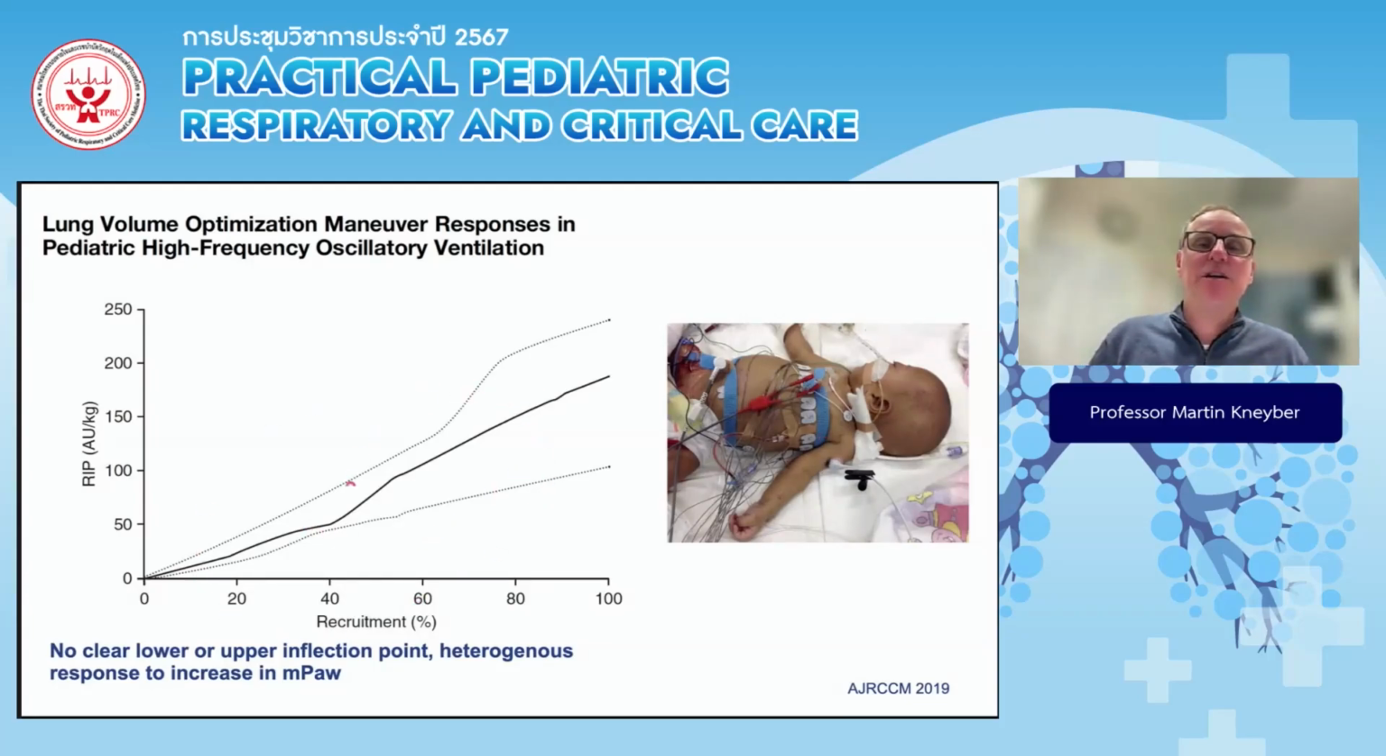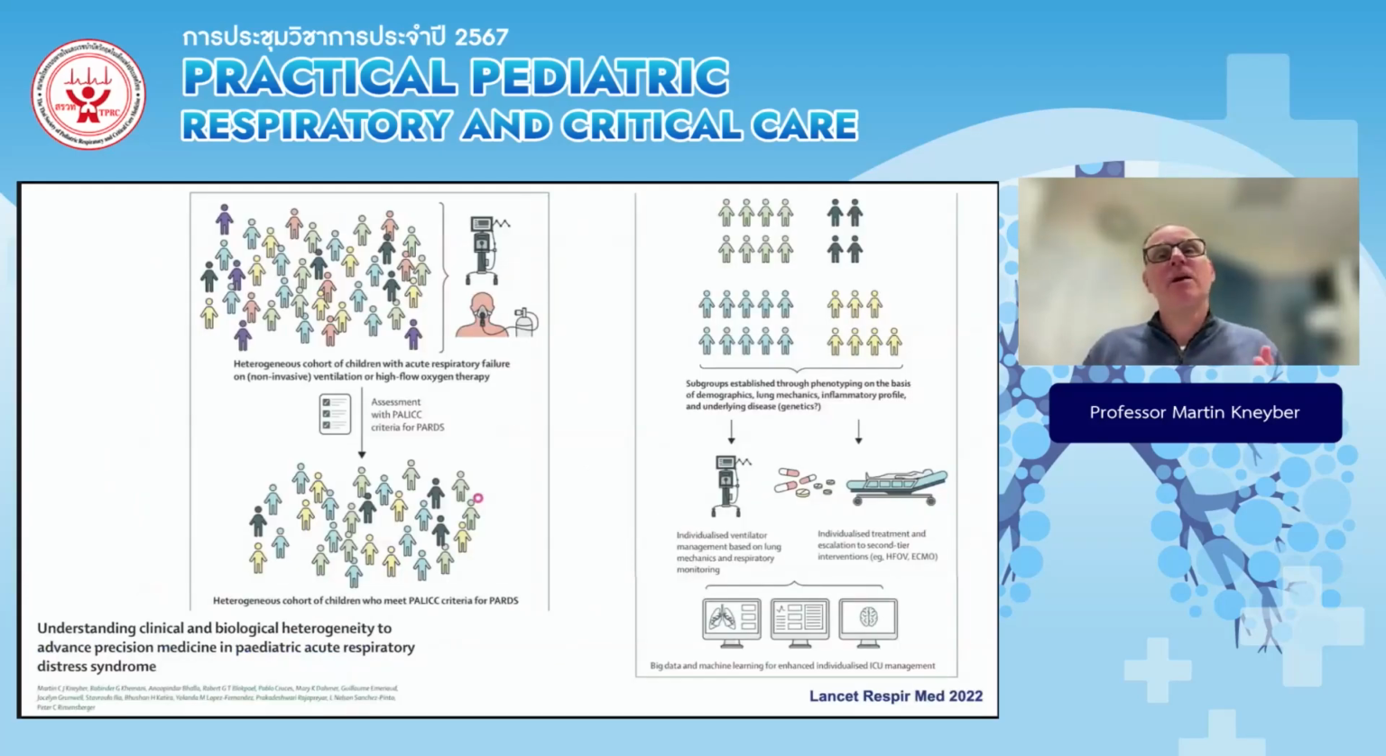But as you can see, especially at the higher pressure ranges, there is strong heterogeneity in how a patient responds to an increase in mean airway pressure. And there's also not a clear lower or upper inflection point. So you can imagine if you would apply 40 centimeters of water for 40 seconds, back to 30, in these patients, there would be a very strong heterogeneous response. So it's really important to dissect and to really subphenotype a patient with pediatric ARDS.